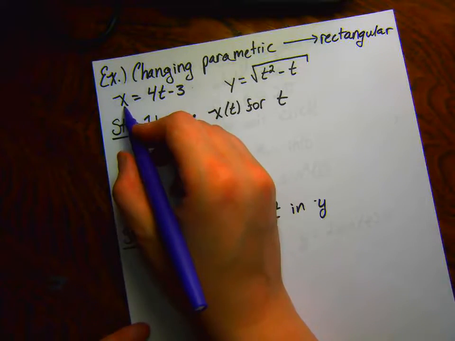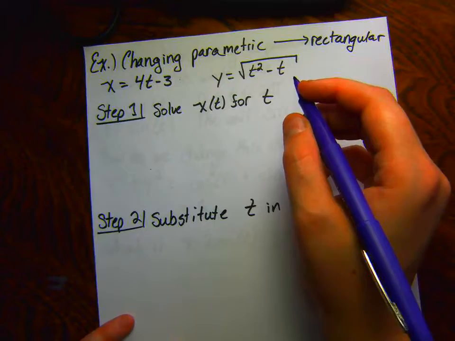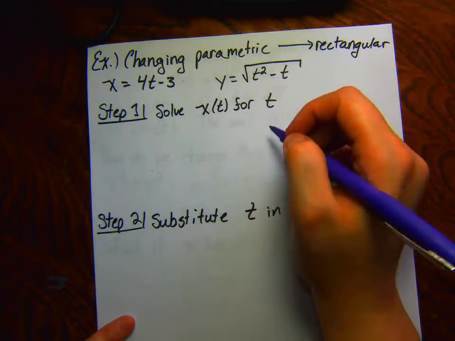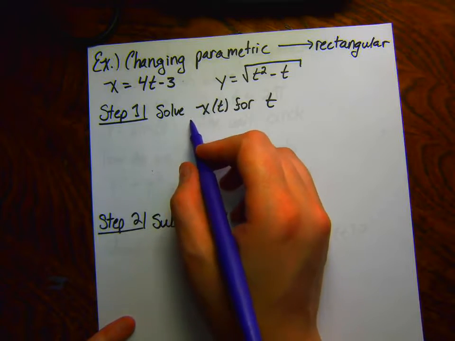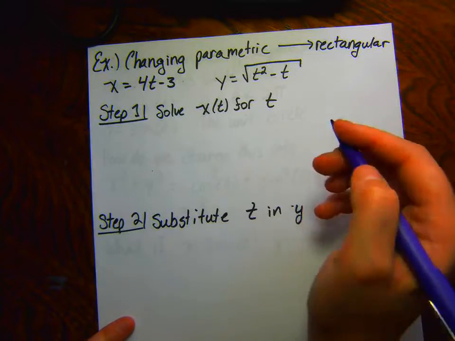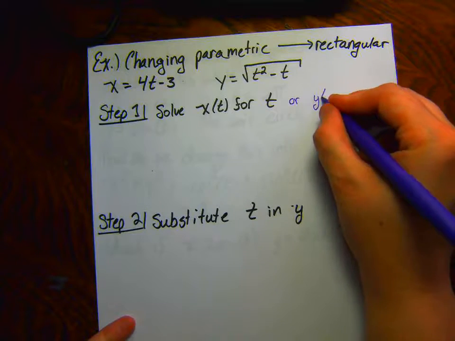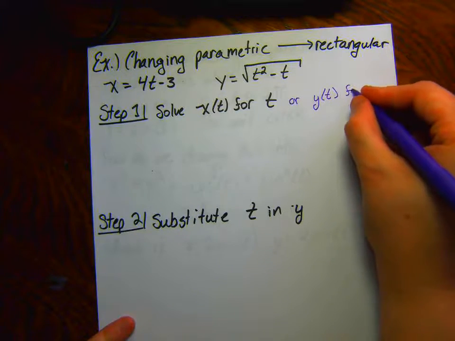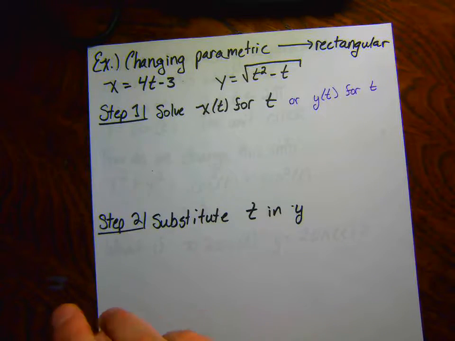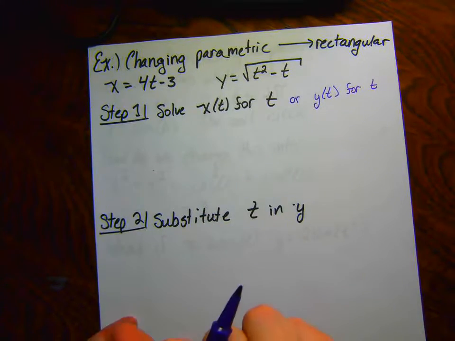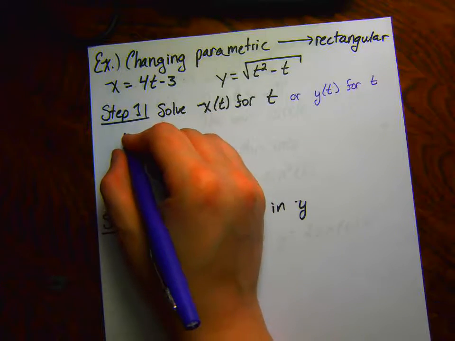Let's say my parametric equation has x equal to 4t minus 3 and y equals the square root of t squared minus t. So first step is that we're going to solve x of t for t. Alright, you can also do this by solving y of t for t. Doesn't matter. Okay? It will matter. Sometimes you're going to get a nicer formula depending on which way you do it. Alright, so let's go ahead and solve this for t.